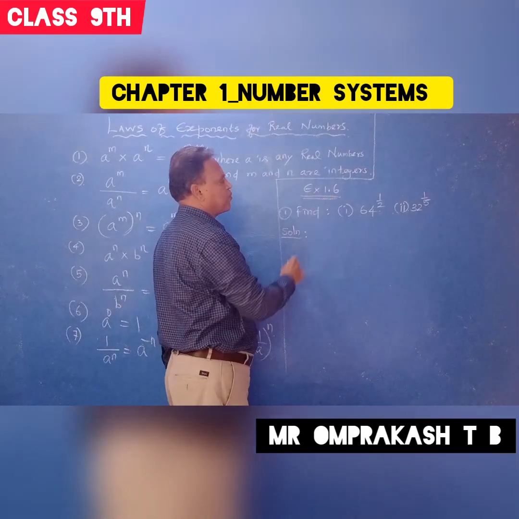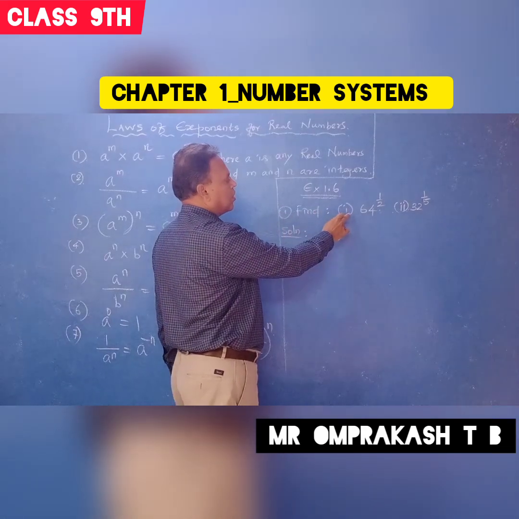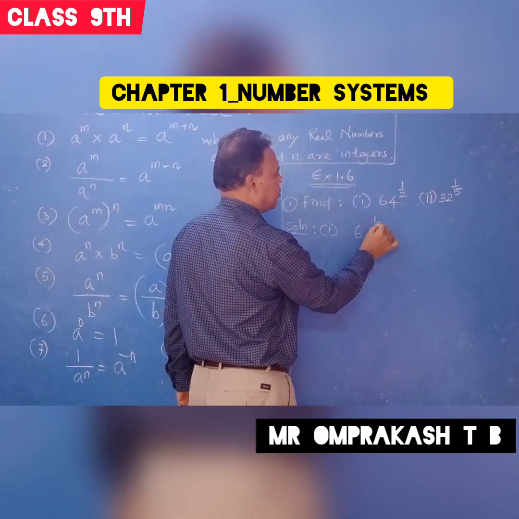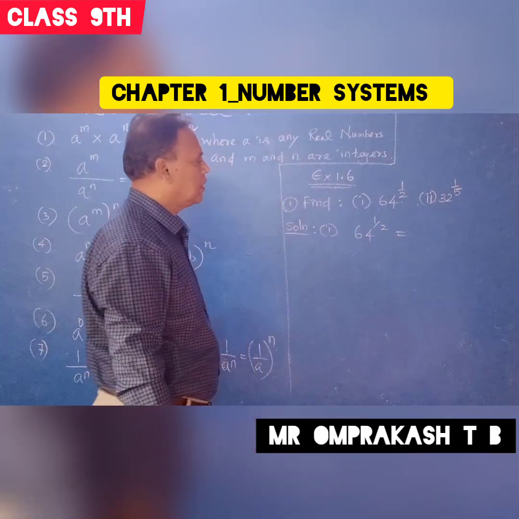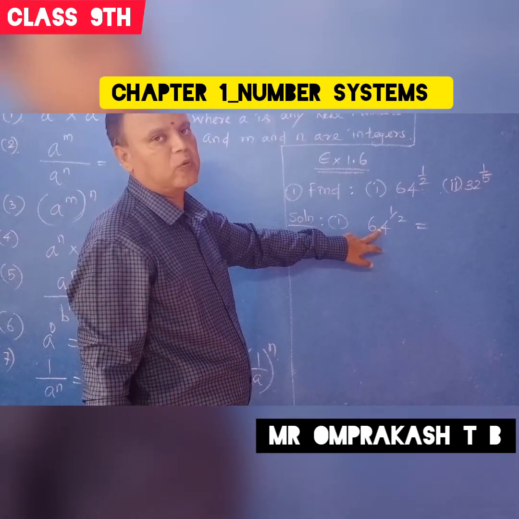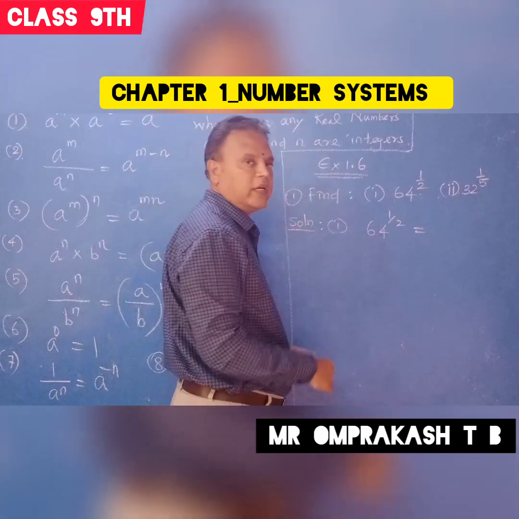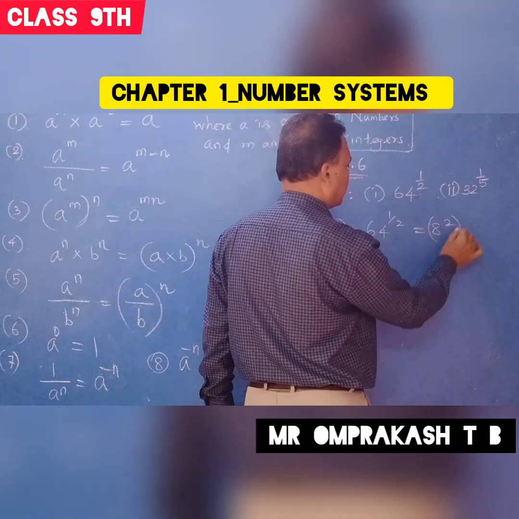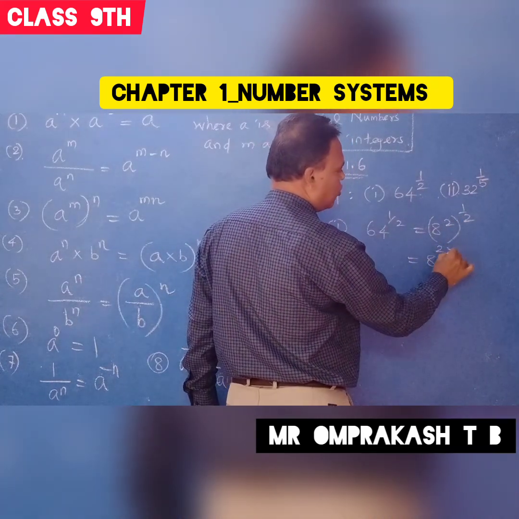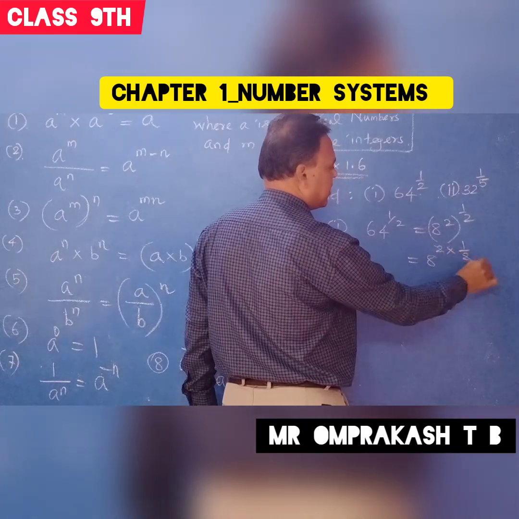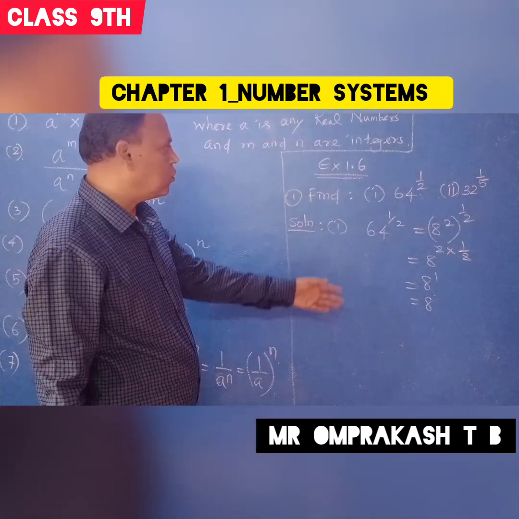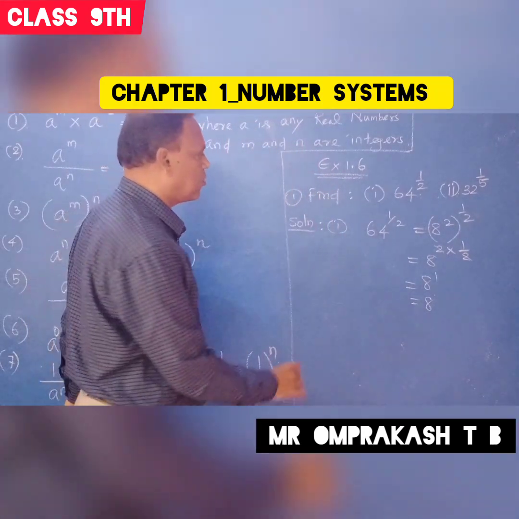So next we will see exercise 1.6. First of all, find 64 power 1 by 2. How to do it: 64 power 1 by 2. Here power 2 is there, but 64 is which number's power 2? 8 power 2 is 64. Clear? So you have to remember this: 8 power 2, whole power 1 by 2. Now you apply power of power. Power of power means 8 power 2 into 1 by 2. Numerator and denominator cut, same number. So 8 power 1 is 8. Clear? Like this you have to do. Simple way. You apply the rule correctly.